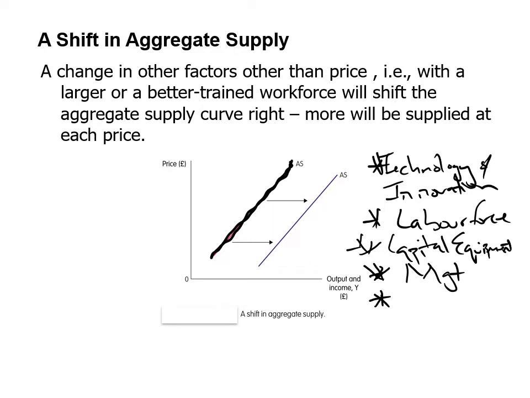Also, the skill of management to be able to combine resources and use them effectively could shift aggregate supply. And also the degree of entrepreneurship in the economy. If we're having more entrepreneurs who can produce more goods and services, of course we can produce more at the same price. So we'll have a shift in the aggregate supply curve. Say more, and then we shift to the right.